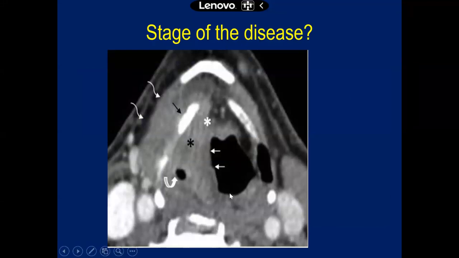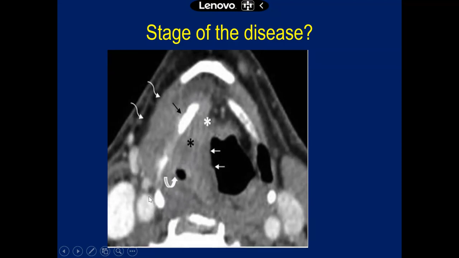This is cartilage intact, but the patient has an extralaryngeal spread. The thyrohyoid membrane is pierced and the patient has an extralaryngeal spread. There is paraglottic fat infiltration, ventricles. You can see it extends up to the pre-epiglottic space, with a posterior extension of the tumor and the extralaryngeal spread.